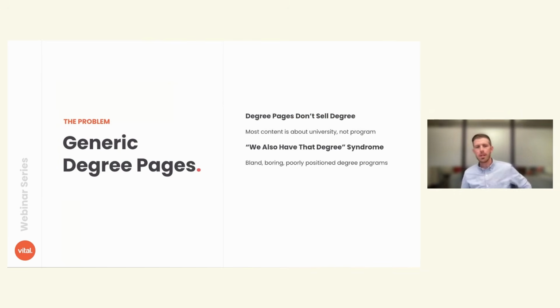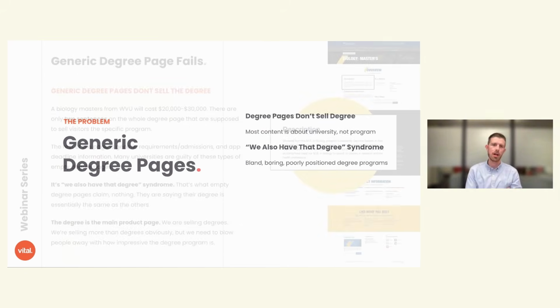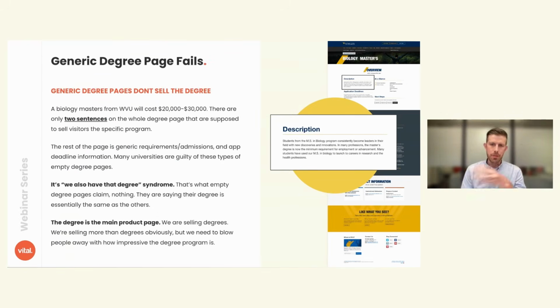Next, generic degree pages. So two issues here that we see a lot that can be easily improved. One, degree pages that don't sell the degree. And then the classic, we also have that degree syndrome: bland, boring, poorly positioned degree programs. Let's talk about it. All right, so here's a great example. You can see I've got two screenshots here on the right. The one furthest on the side is the full degree page. So this is West Virginia University.